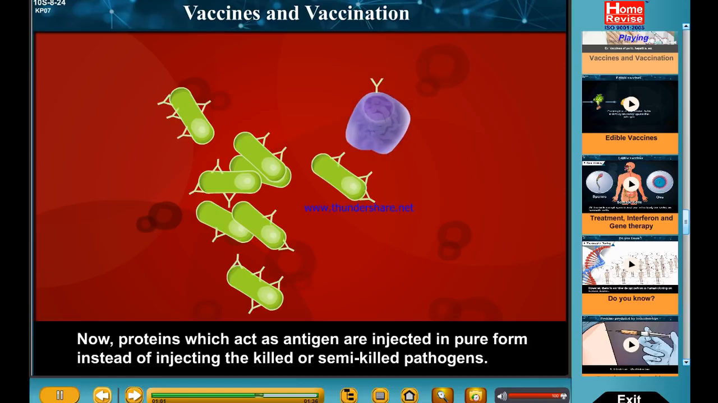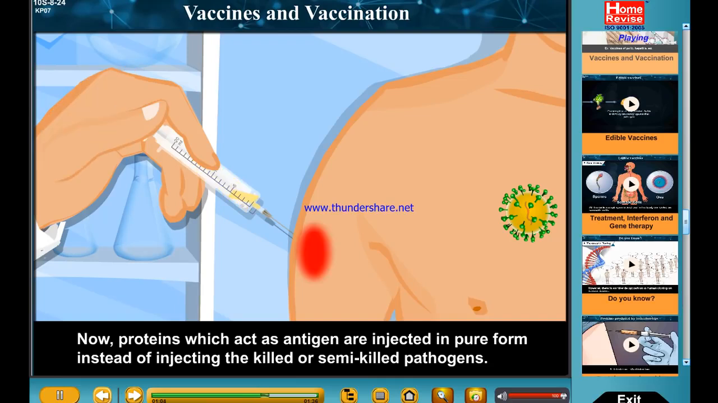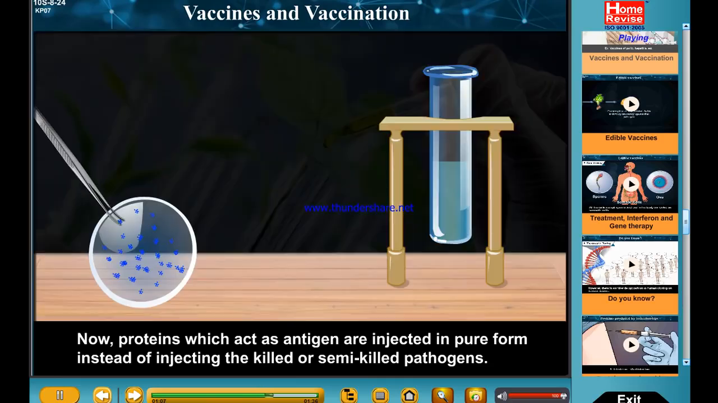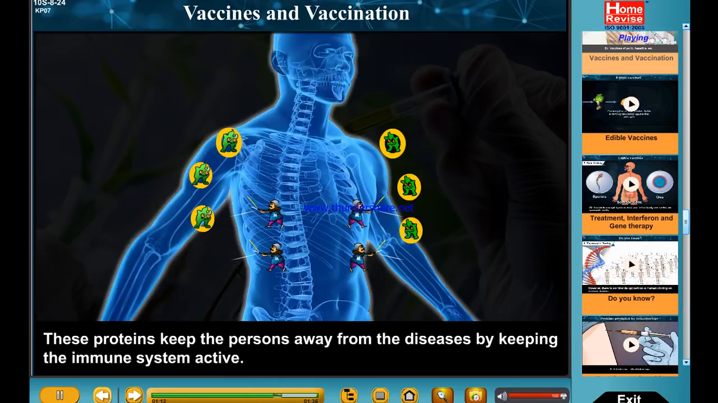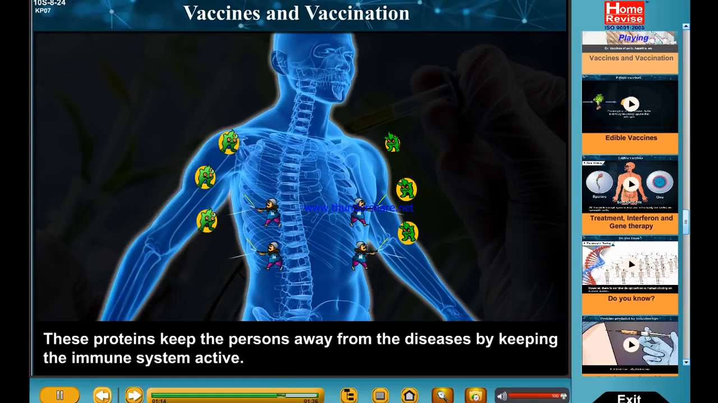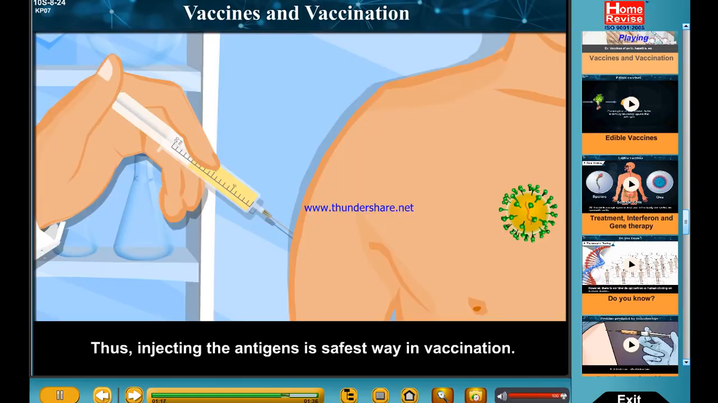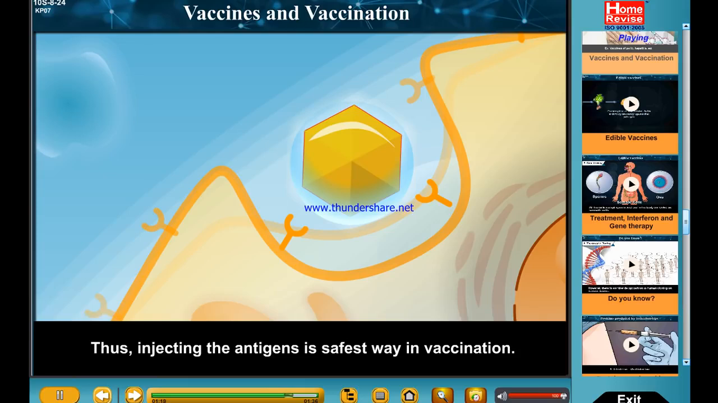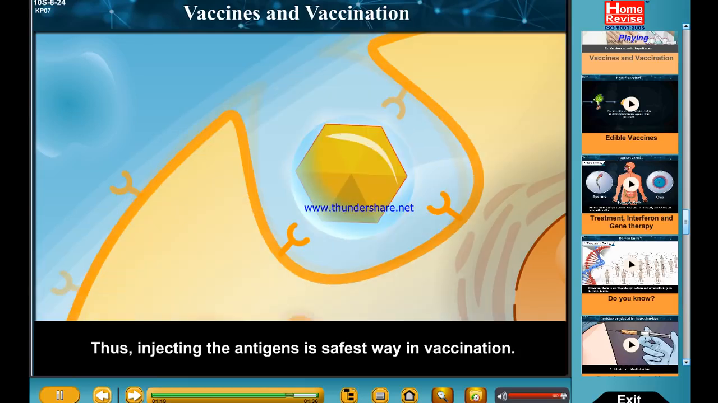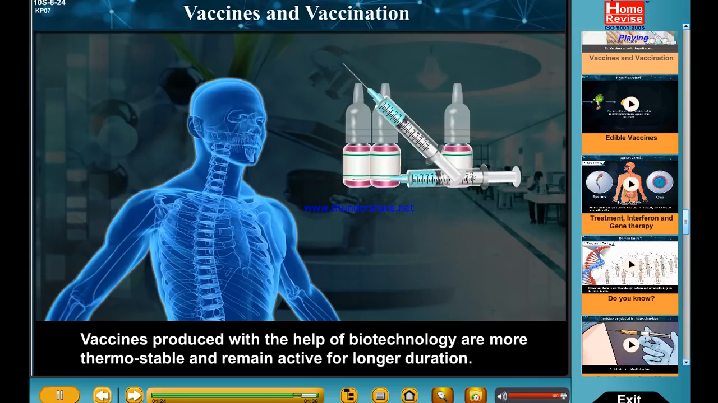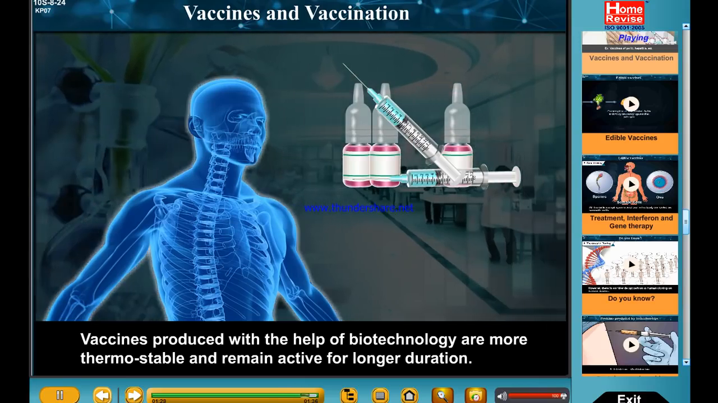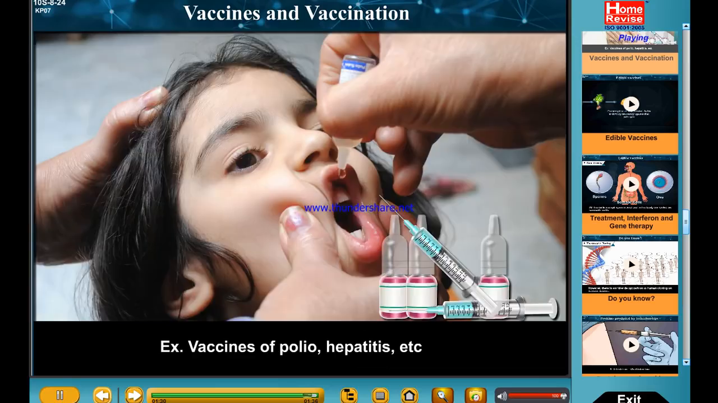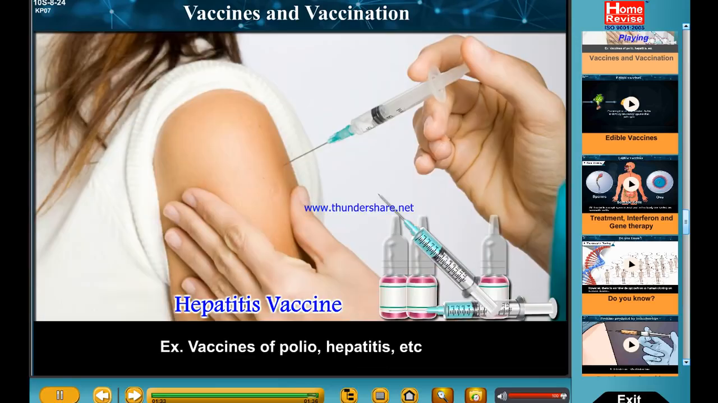Now, proteins which act as antigen are injected in pure form instead of injecting the killed or semi-killed pathogens. These proteins keep the persons away from the diseases by keeping the immune system active. Thus, injecting the antigens is the safest way in vaccination. Vaccines produced with the help of biotechnology are more thermostable and remain active for a longer duration. Example, vaccines of polio, hepatitis, etc.